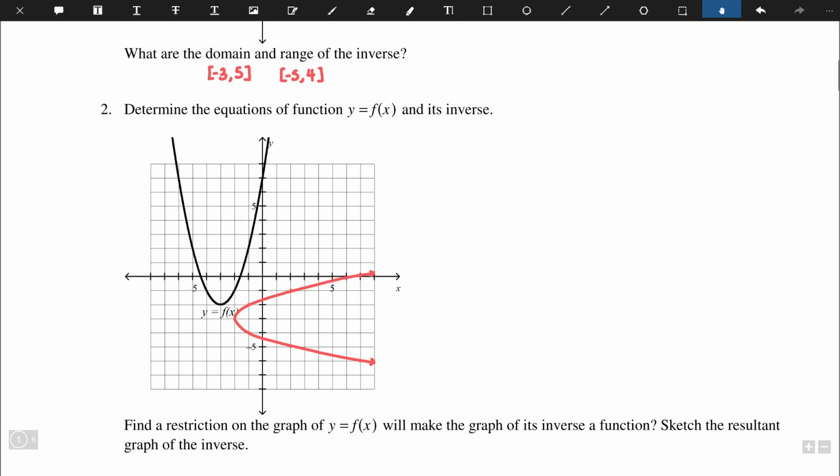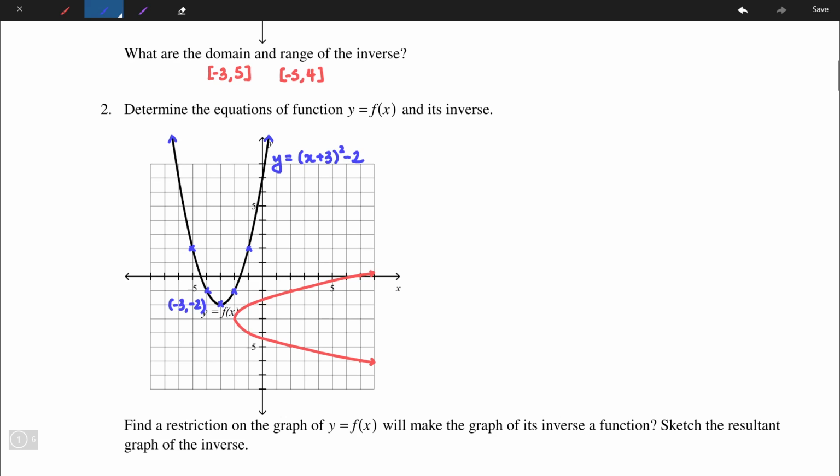Question number 2, we are to find the equation of the function y equals f of x, and then also find its inverse. So let's start with the function. You can see here it goes through the points. This is, of course, a parabola with the vertex of (-3, -2). And we can also look at the shape of this parabola and notice that there's no vertical stretches. So simply put, the equation of the function y equals f of x would be y is equal to (x plus 3) all squared minus 2.